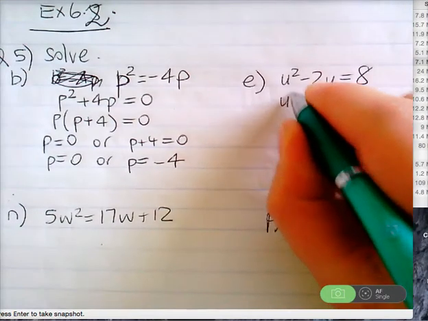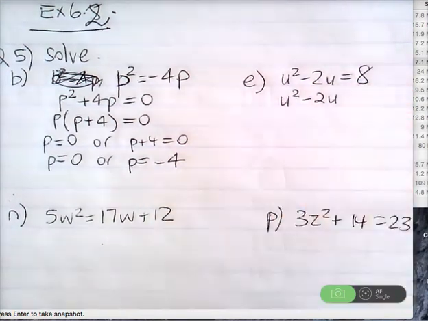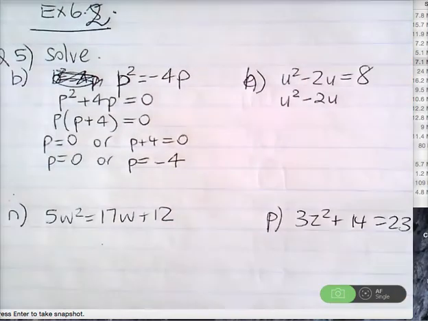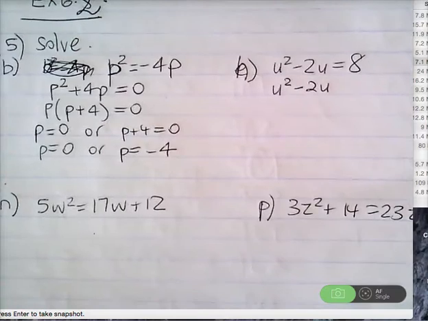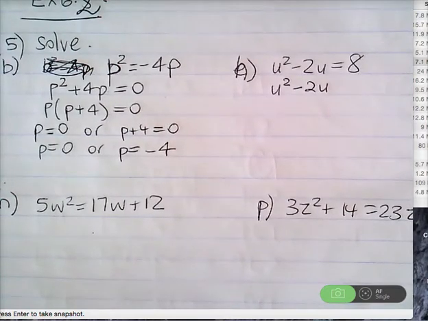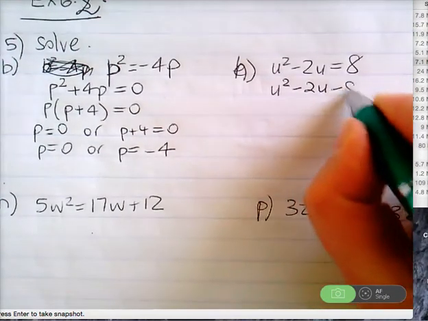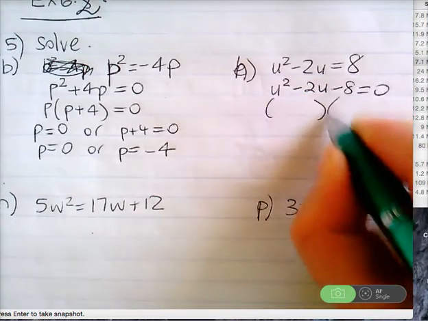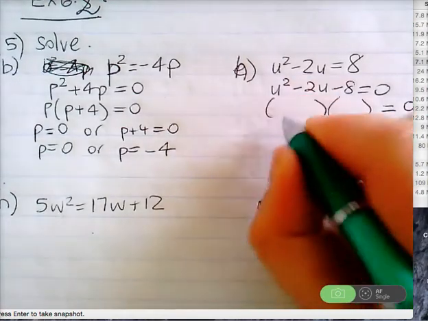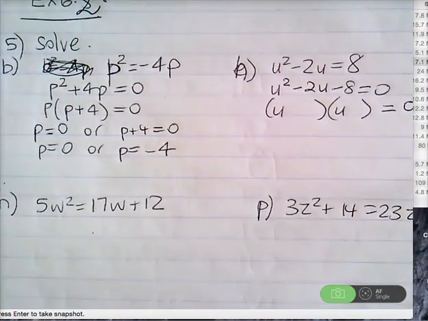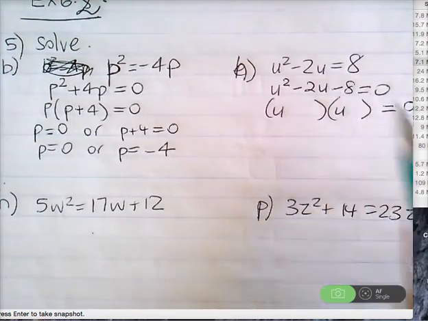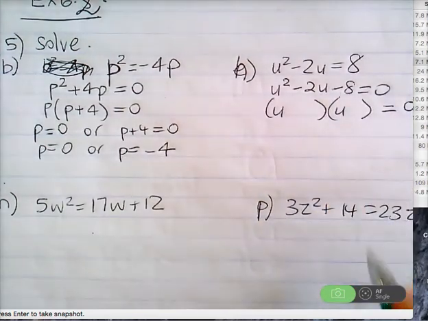So, with this one, u squared minus 2u, it's question H. So, question 5H. u squared minus 2u equals 8. What do I do with it? Minus 8 equals 0. Girls, the coefficient of the u squared term is 1, so I would go u and u. Now, you need two numbers that multiply to give negative 8 but add up to give negative 2, so one number's got to be positive and one's got to be negative.